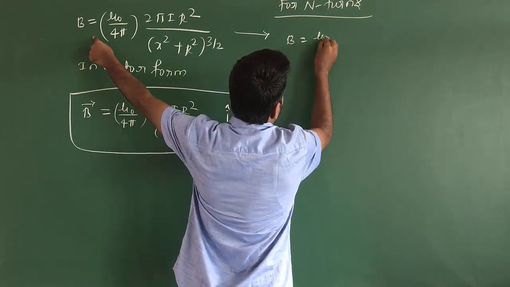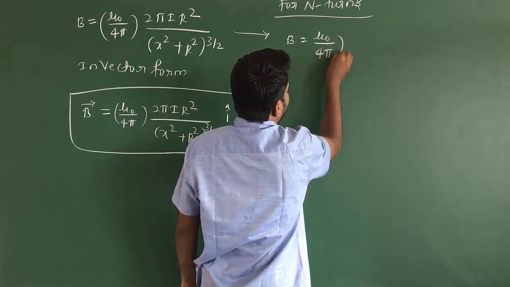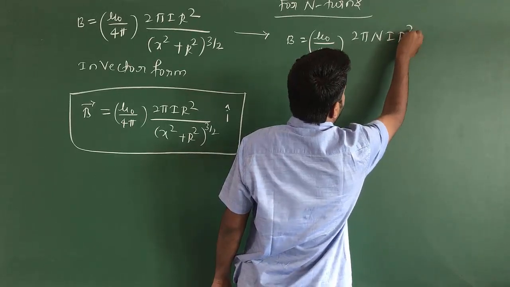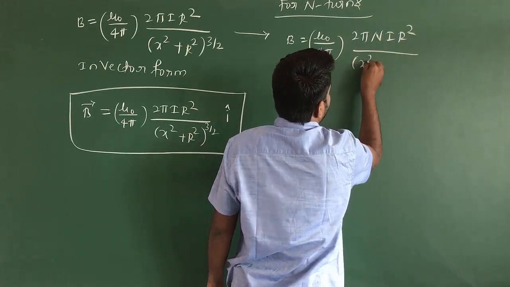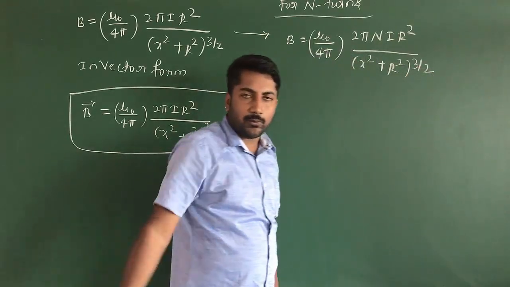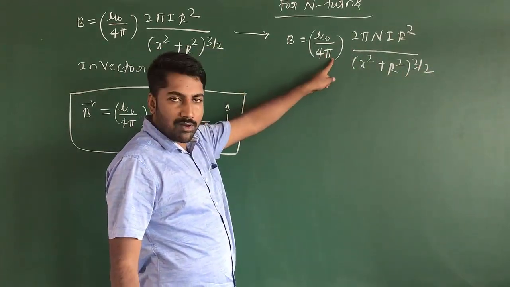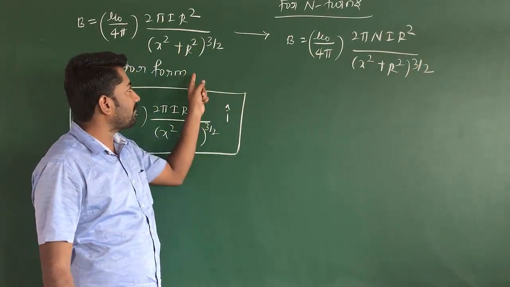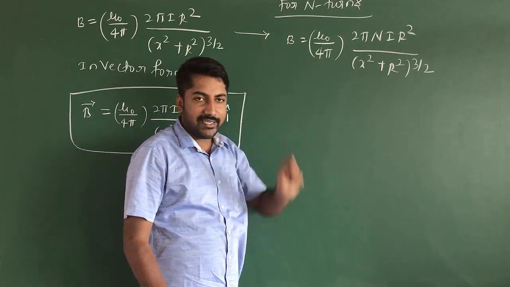B is equal to mu naught divided by 4 pi, 2 pi into n into I r square divided by x square plus r square whole to the power of 3 by 2. This is for n number of turns. This is only for one turn, and this is for n turns.